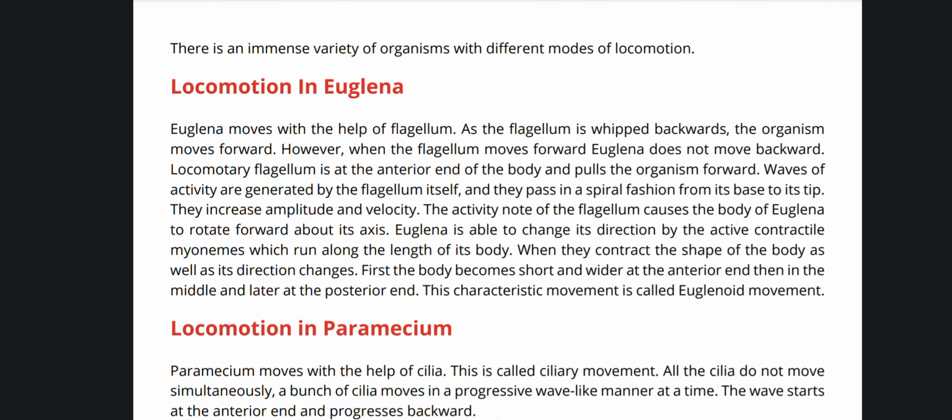As the flagellum is whipped backwards, the organism moves forwards. However, when the flagellum moves forward, Euglena does not move backward. The locomotory flagellum is at the anterior end of the body and pulls the organism forward.